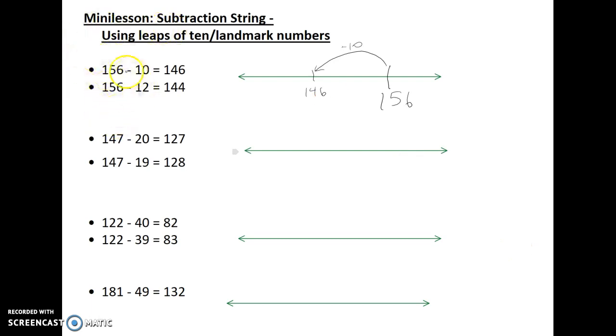I've also grouped them in ways that they'll go together, and probably ways that you'll be drawing them and recording the work. There are 2, 4, 6, 7 problems, but you really only are going to need to draw 4 number lines. So the first problem is 156 minus 10.